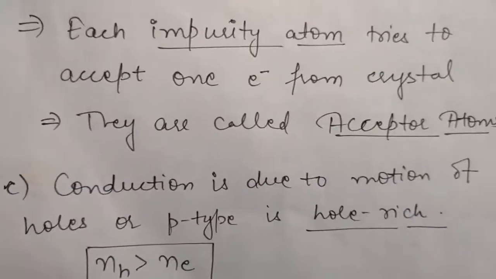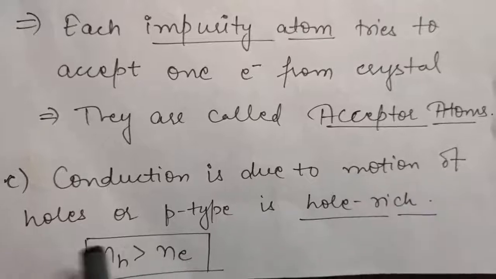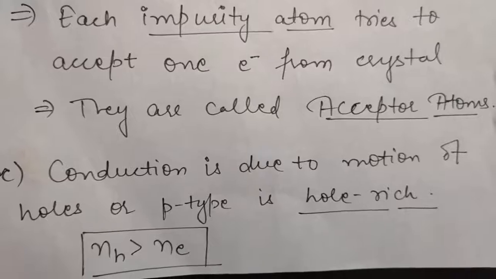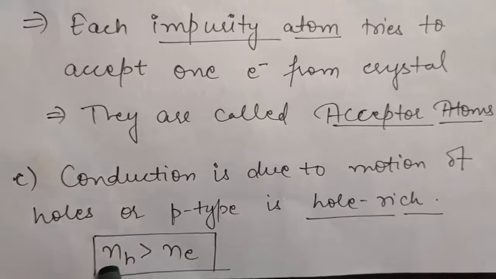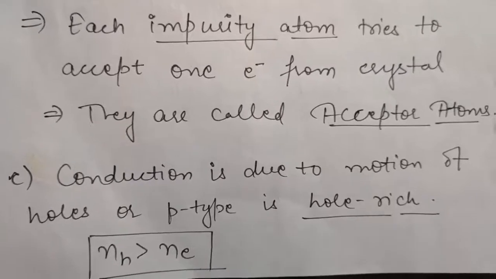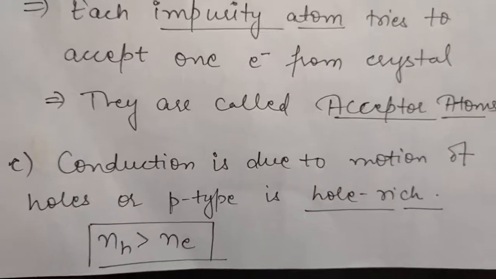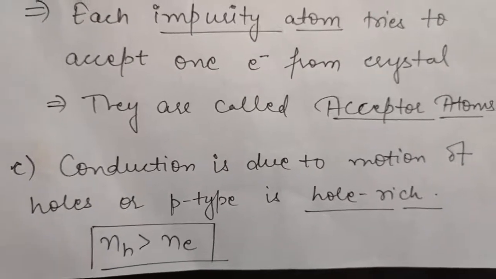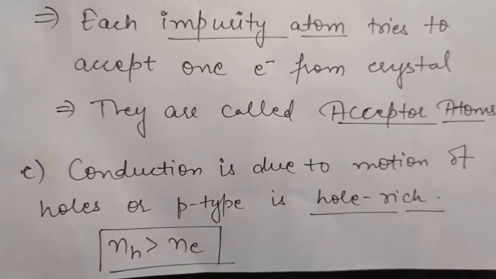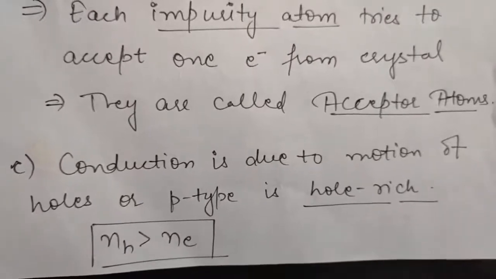Okay, so you can say in a P-type semiconductor, conduction is due to the motion of holes, or you can say P-type is hole rich. As you have seen, the hole is present there. So in P-type, the number density of holes is greater than the number density of electrons. Okay, and always remember, holes cannot move by themselves. Only first the electron will move, only then you can say the hole has changed its place, because when an electron leaves its place, a hole will be created there. So holes are just changing their place because of the movement of electrons.